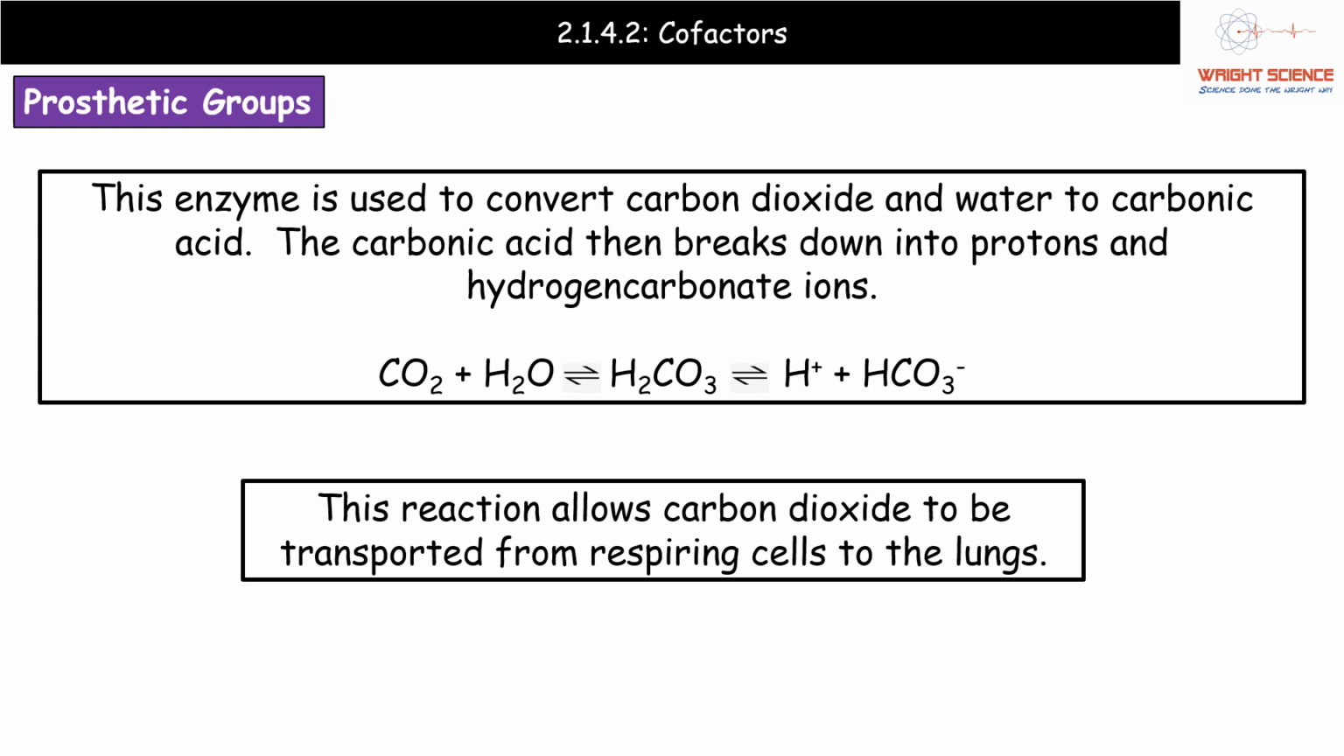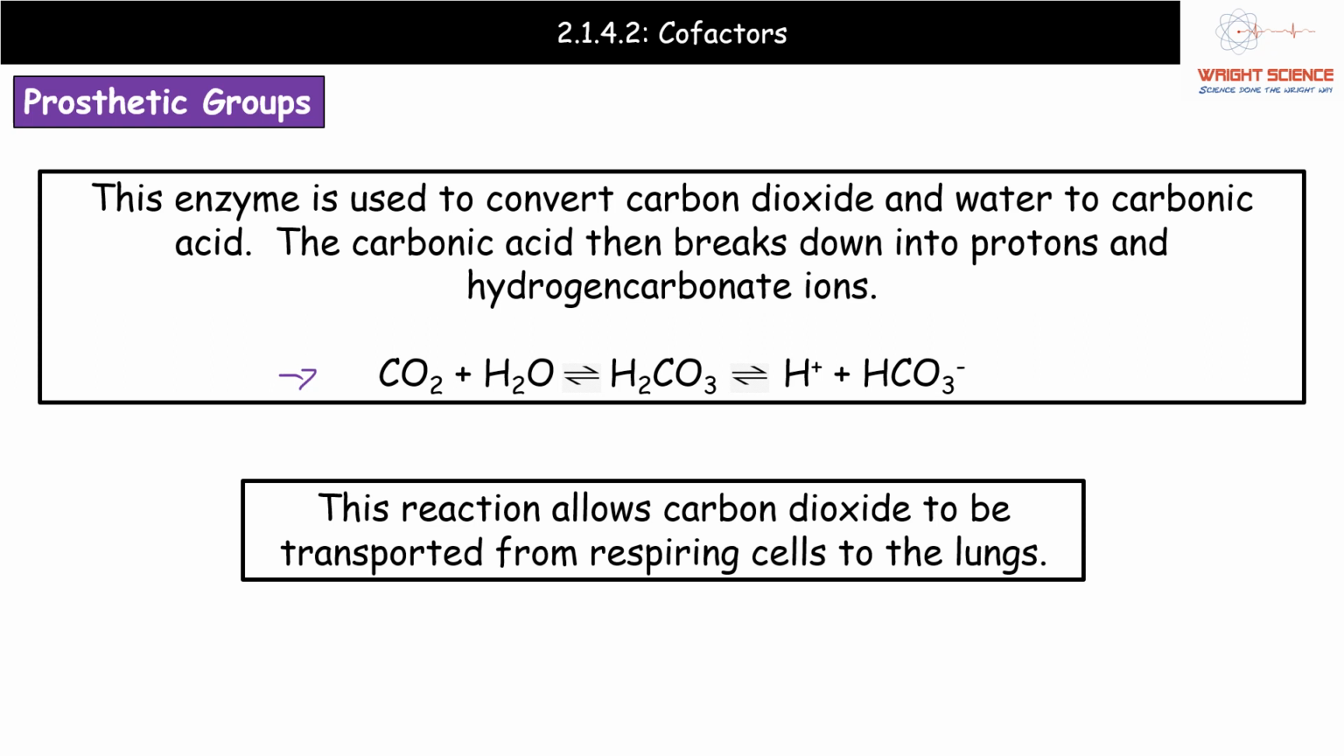In terms of what our carbonic anhydrase actually does, we're going to see this coming up in a future video. But just to give you a little sneak peek, if you will, this is the enzyme that's going to convert the carbon dioxide and water into a substance called carbonic acid. Now, the carbonic acid is then able to break down into protons, which are hydrogen ions, and hydrogen carbonate ions. So what we can see in this little equation here, we're starting off with the carbon dioxide and water.